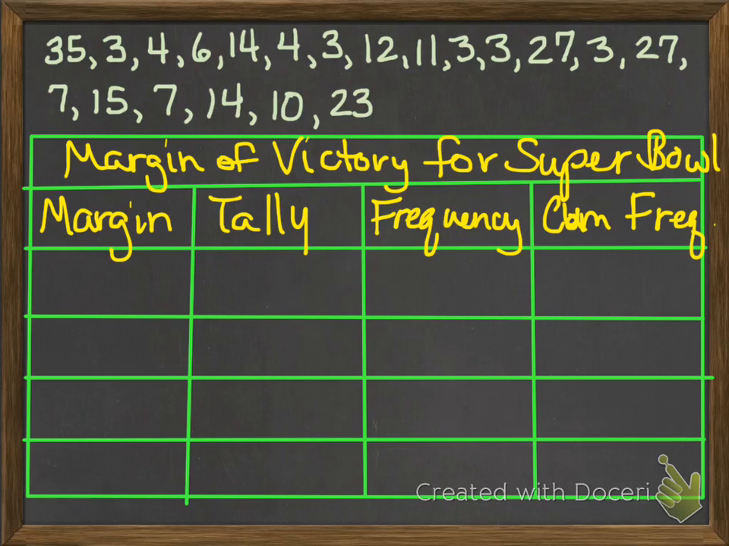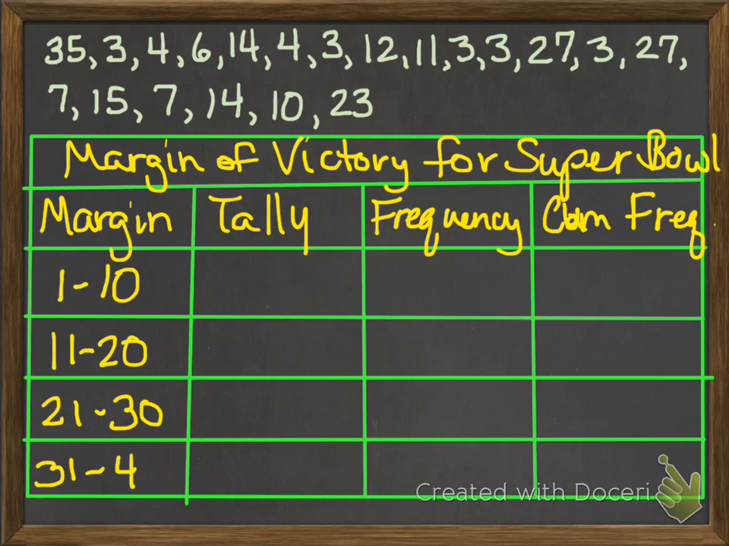Now my range was 3 to 35, so I'm going to break my margins into groups of 10. So I'm going to say 1 to 10, 11 to 20, 21 to 30, or 31 to 40. So we're going to group our data into ranges. I start off with my tally.